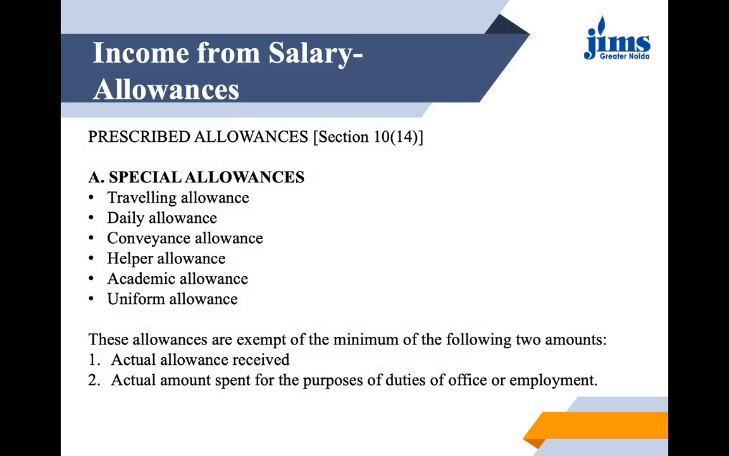Let's continue with the second category, the prescribed allowances. In this, we have certain types. First, we have special allowances. We have traveling allowance, daily allowance, conveyance allowance, helper allowance, academic allowance, uniform allowance. These allowances are exempt to the minimum of the two amounts, either the actual allowance received, or the actual amount spent for the purpose of the duty of office or employment, the real amount spent.